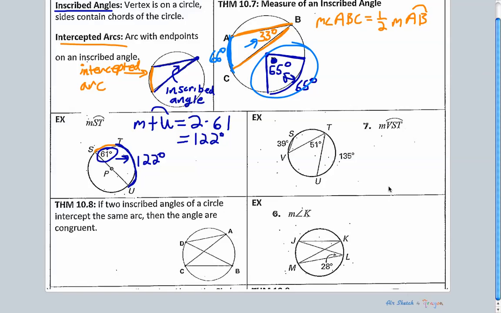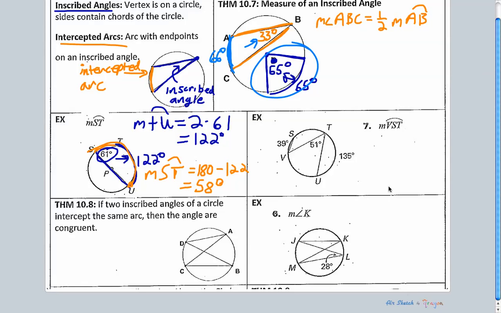I know that this segment, SU, is a diameter. So if I went all the way around from U to S, that whole thing would be 180. So the measure of arc ST equals 180 minus 122, which gives me 58 degrees. Okay, that's it for that one. We had to use a number of reasoning skills there, the most important being the inscribed angle theorem.